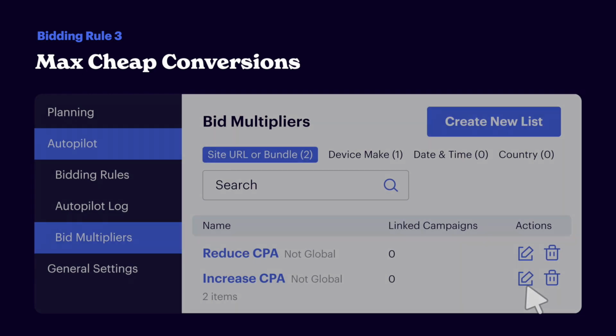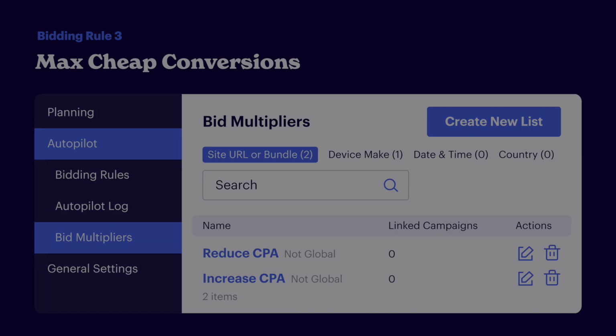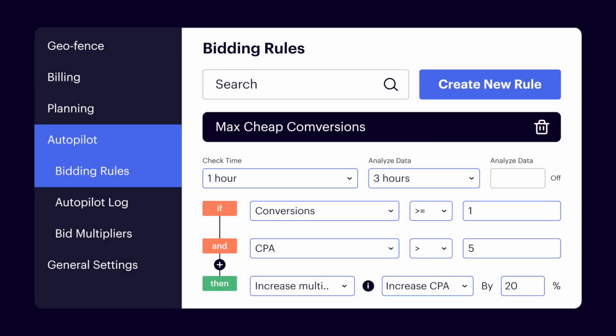The third rule we will call Maximize Cheap Conversions. It will increase your bids on media from where you get conversions at a price much lower than your target CPA. Bidding higher might help you to win even more cheap conversions. Under Autopilot, Bid Multipliers, you'll click Create New Multiplier, name it Increase CPA, and use it to collect media where you can bid higher to win more impressions. Then you'll go to Autopilot, Bidding Rules.